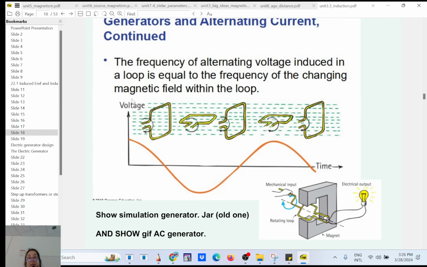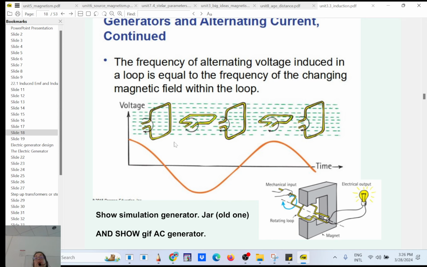So let's see if I have it like this. Imagine this is the magnetic field. Here you have a lot of lines poking through. Here you don't have any line. Here you have, again, maximum lines, no lines, maximum lines. By doing so, you're going to induce an AC voltage. And this is how electricity is produced from the outlet.